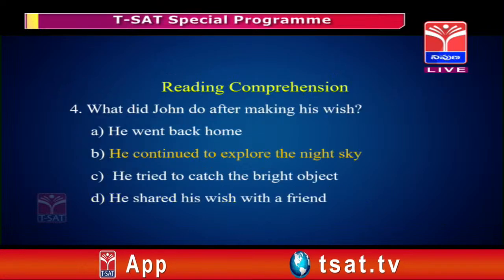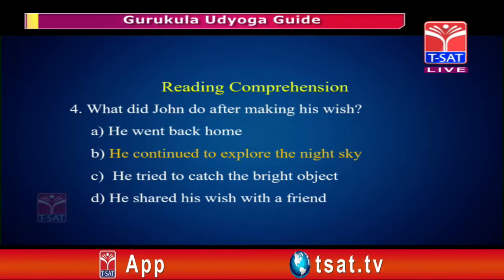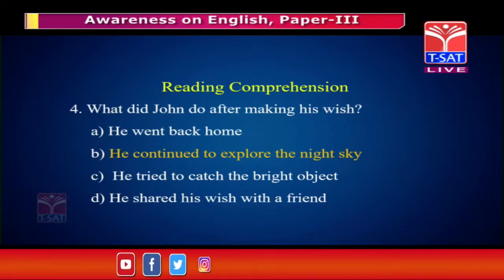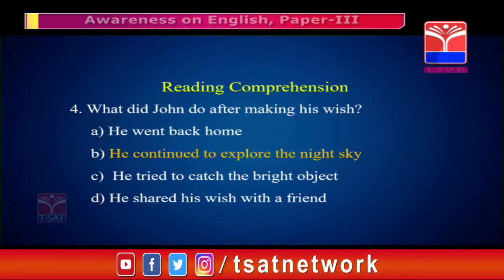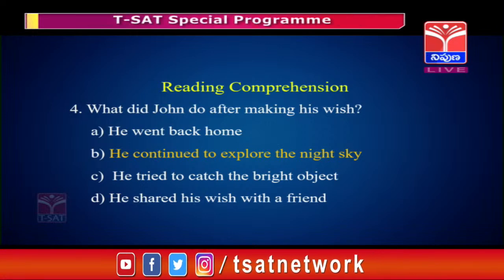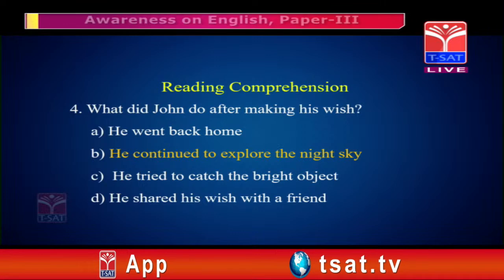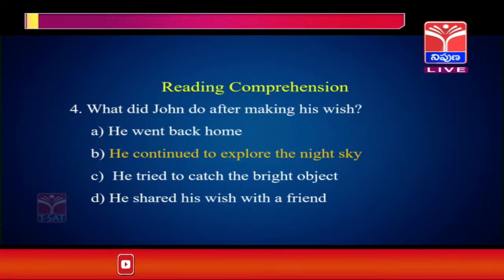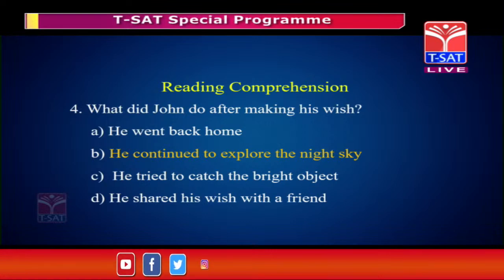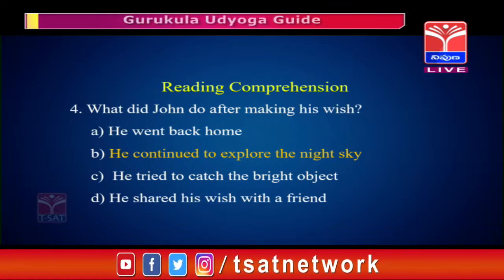Now going to the next question, what did John do after making his wish? He continued to explore the night sky. He went back home? No, he did not do it. He tried to catch the bright object? He didn't do it. And he shared his wish with a friend? No, he didn't do it. He continued to explore the night sky. This is how you can answer the reading comprehension questions in less time.